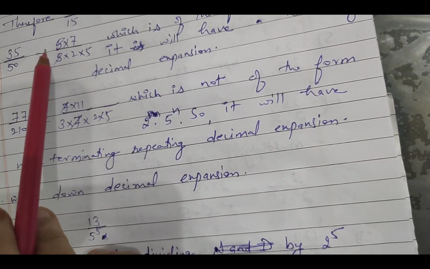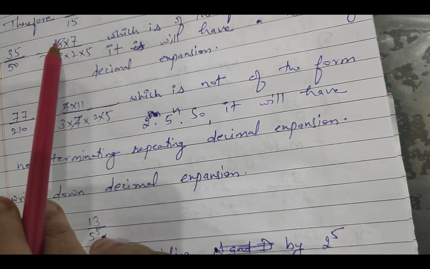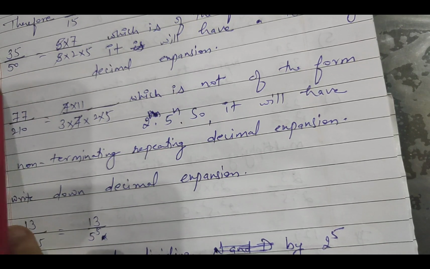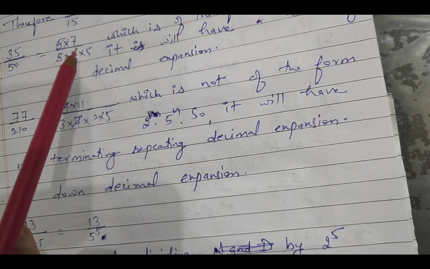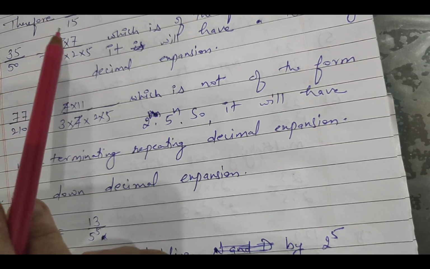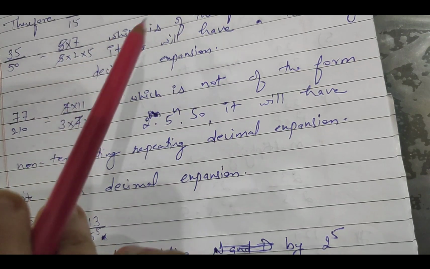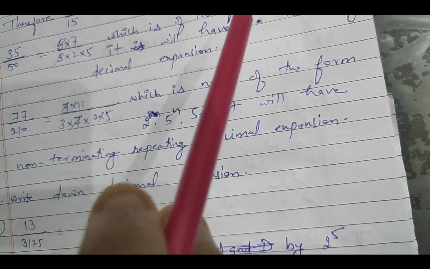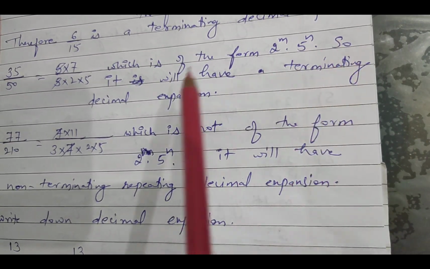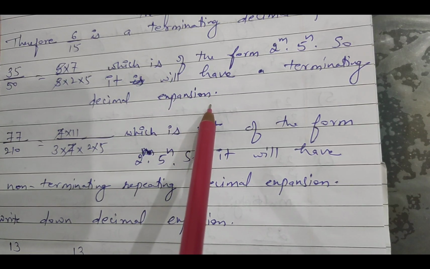Yes, come to 50. 7 into 5, 5 into 2 into 5. Here again I have factorized both, but it is not necessary, because in the denominator you can see that only 5 and 2 are the factors. So without factorizing the numerator also you can give your answer, as the denominator is of the form 2 raised to power m into 5 raised to power n. So it will have a terminating decimal expansion, right?